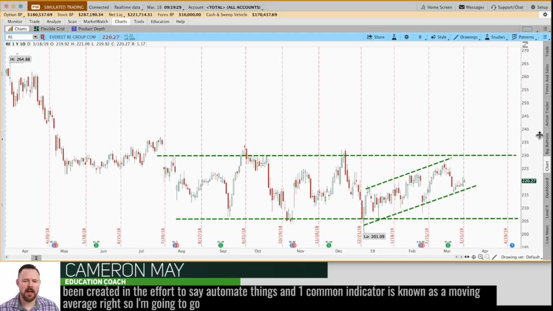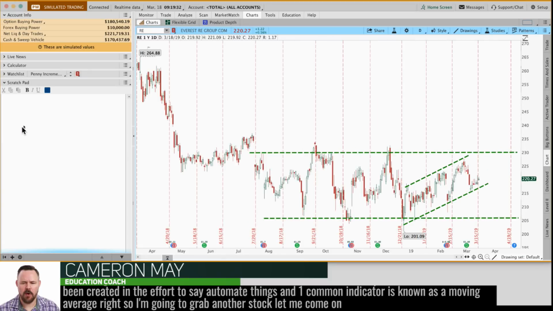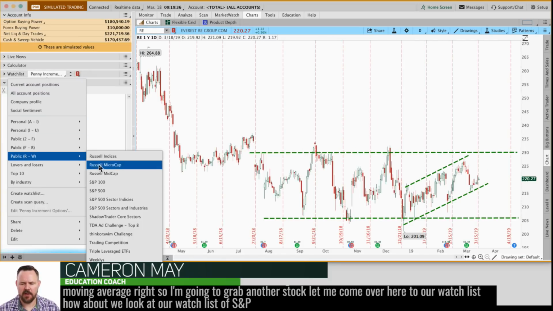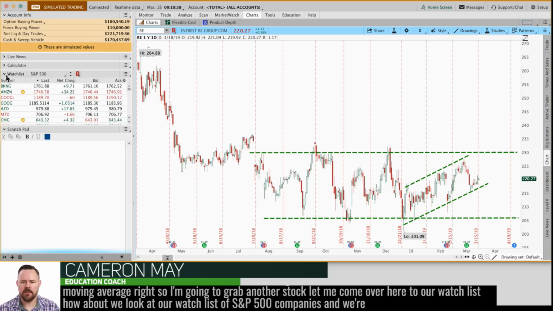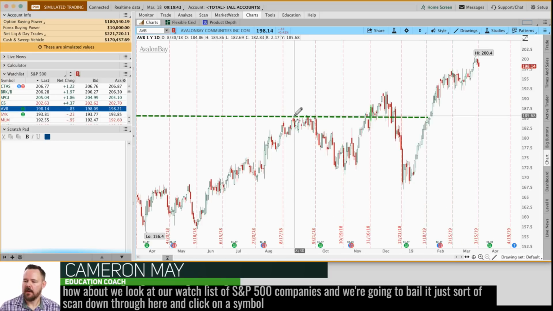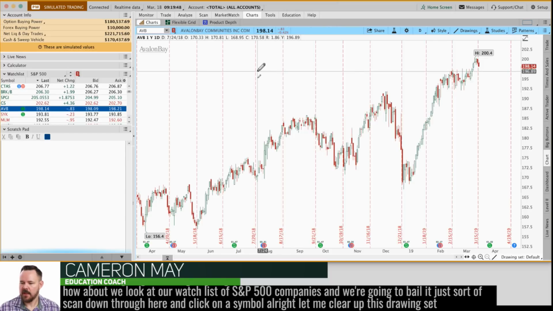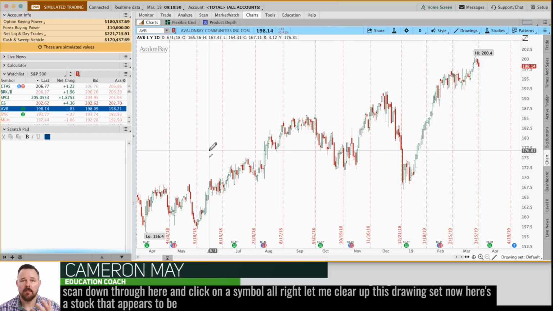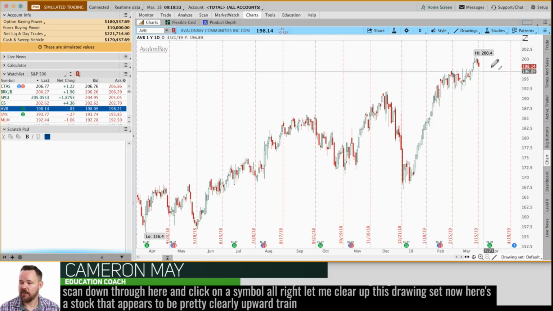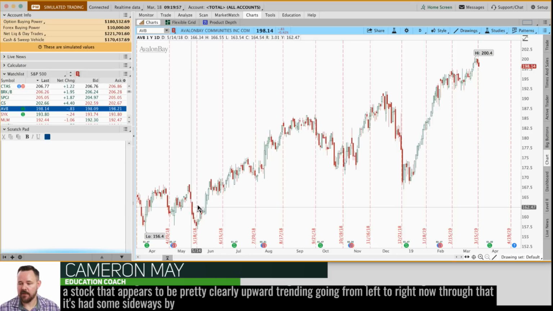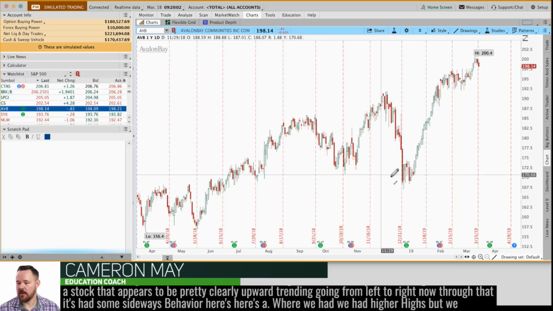All right, so I'm going to grab another stock. Let me come over here to our watch list. How about we look at our watch list of S&P 500 companies, and we're going to, well, let's just sort of scan down through here and click on a symbol. All right, let me clear up this drawing set. Now here's a stock that appears to be pretty clearly upward trending going from left to right. Now through that, it's had some sideways behavior. Here's a period where we had higher highs, but we had lower lows.